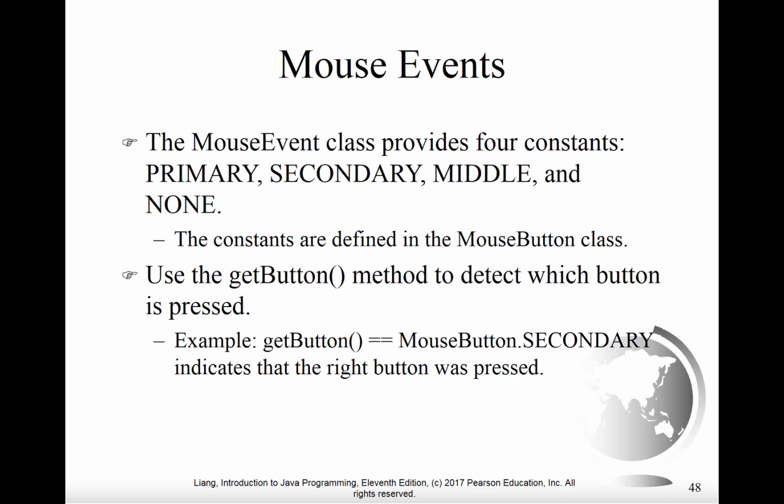So when you use the getButton method, it will return one of those 4 different values. You can then use an appropriate Boolean statement such as getButton equals MouseButton.SECONDARY to determine whether or not the secondary button, for example, was the one that was pressed.